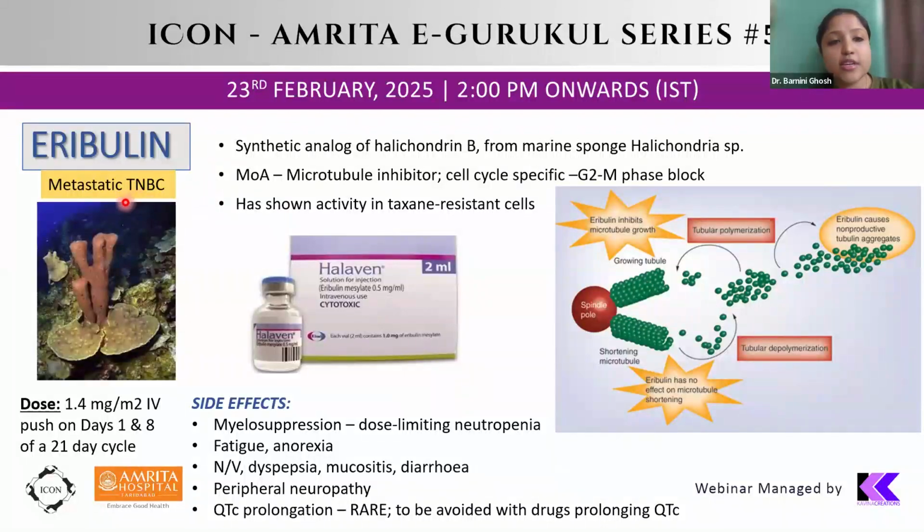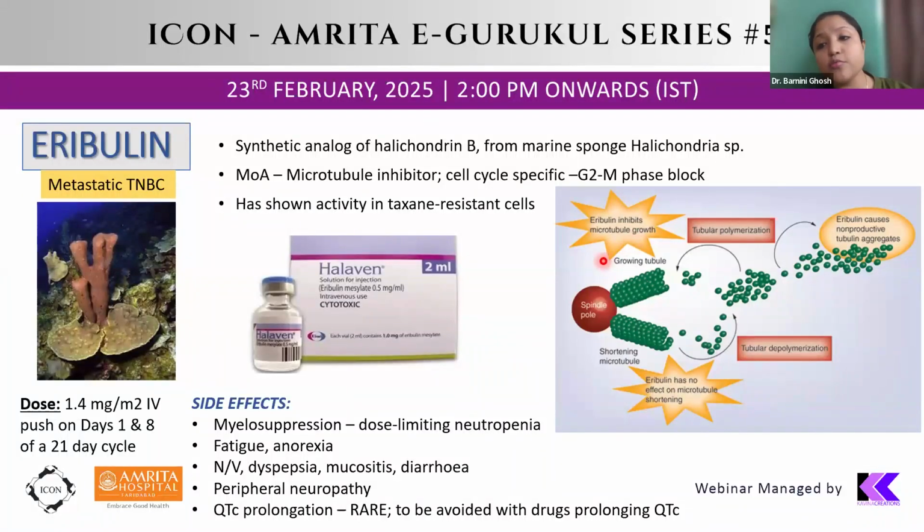Now, the next drug is eribulin. It is approved in the setting of metastatic TNBC. So what is it? It is a synthetic analog of halichondrin B, which is obtained from the marine sponge Halichondria species. This is a picture of that sponge. And the mechanism of action is, it is a microtubule inhibitor, and thus it is cell cycle specific for the G2M phase.